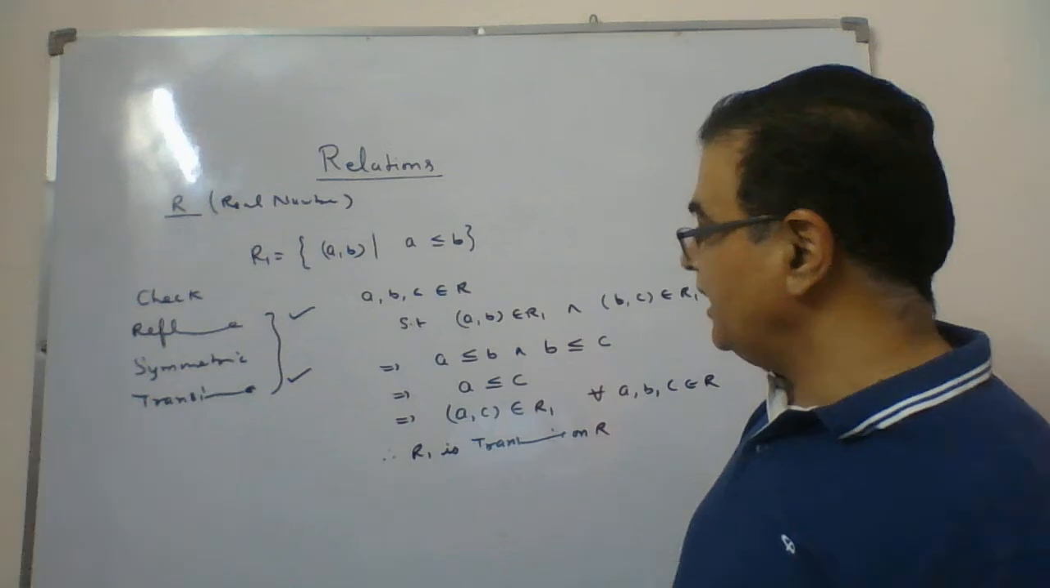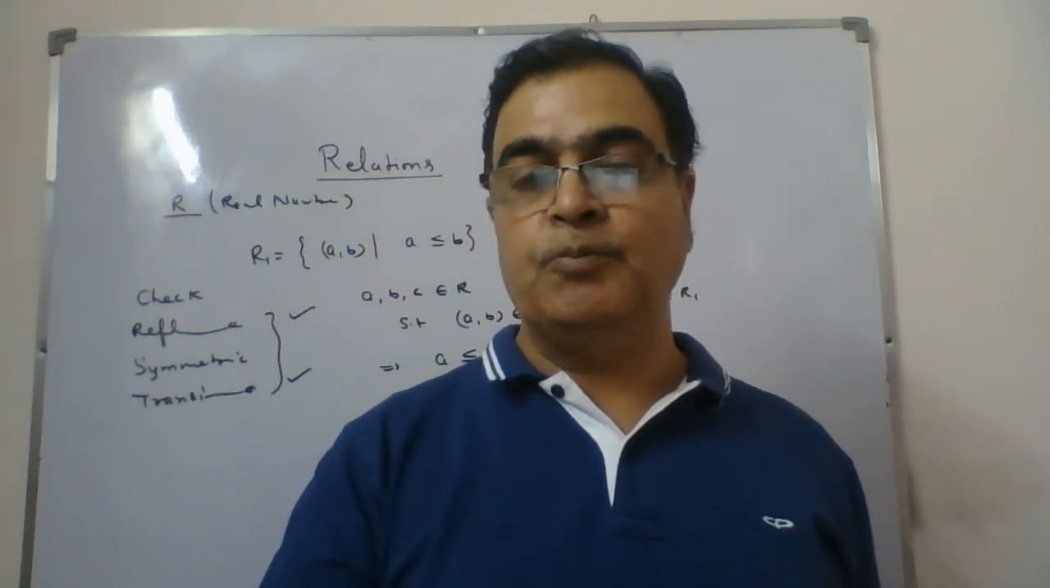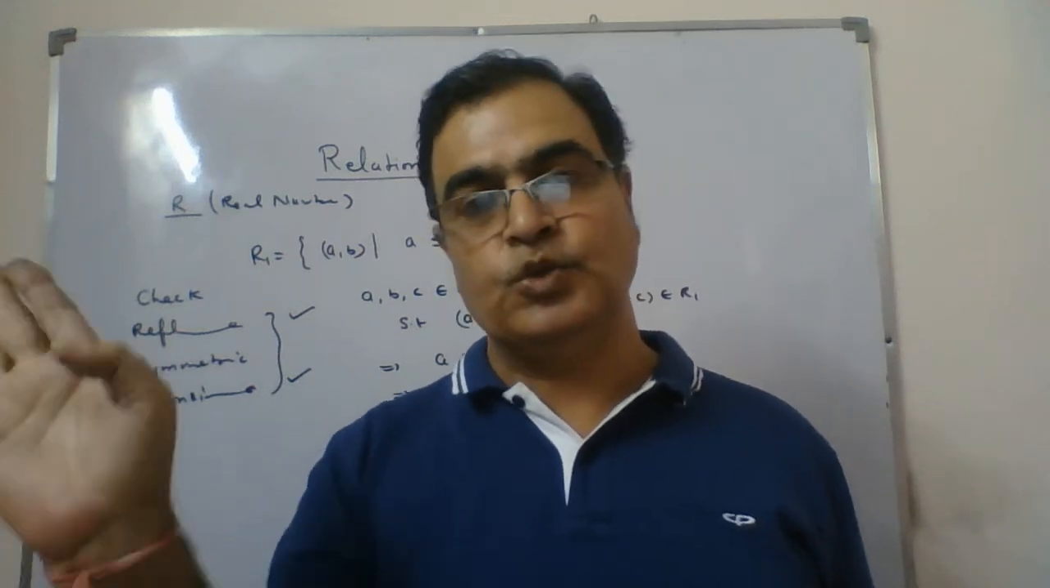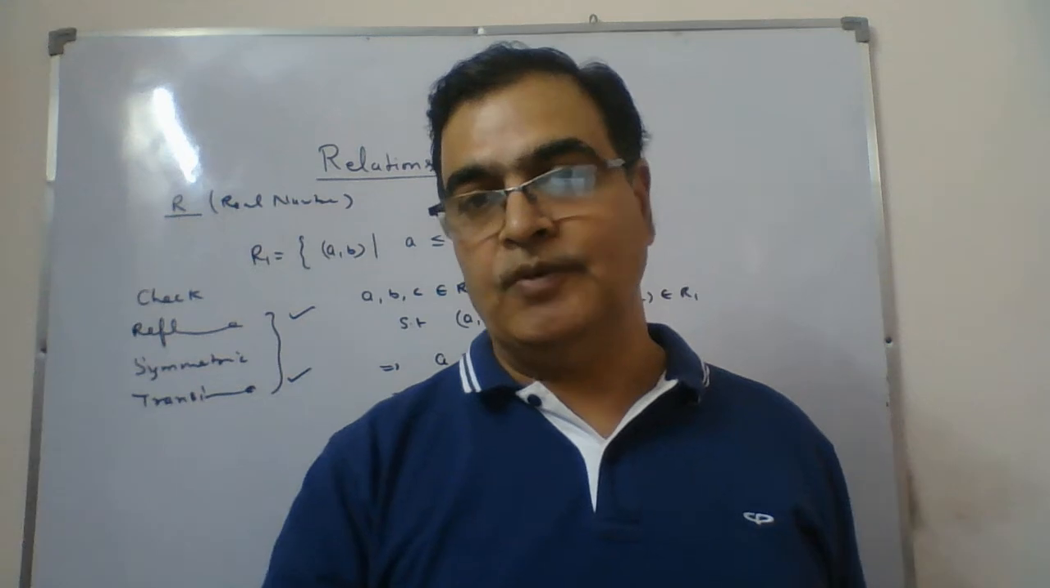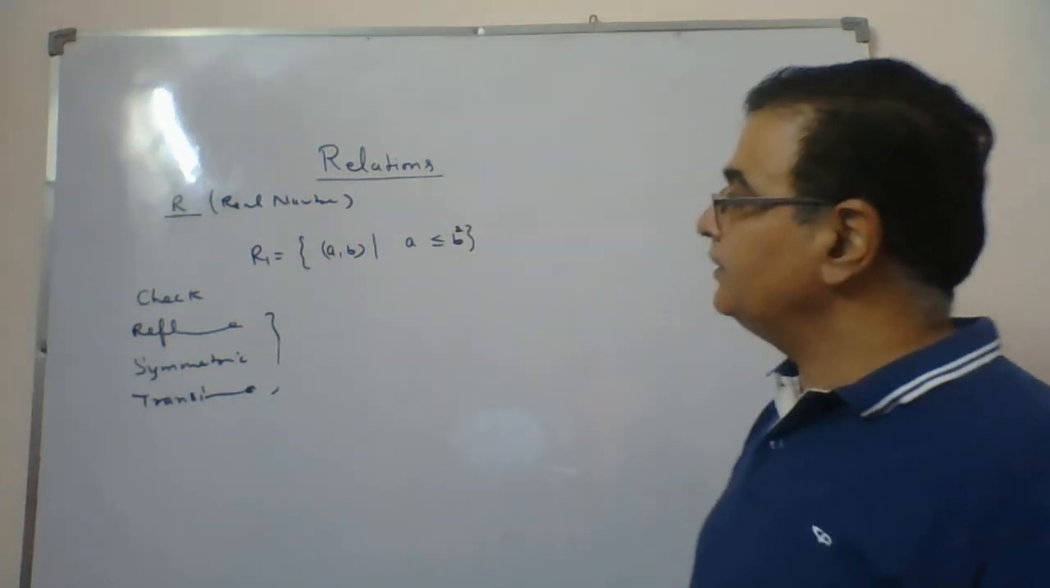So this way you have one example in which the relation is not completely an equivalence, or we'll say two cases of the equivalence are valid, but the third is not. So that's why it is not called an equivalence relation. Next example. So this is another example.